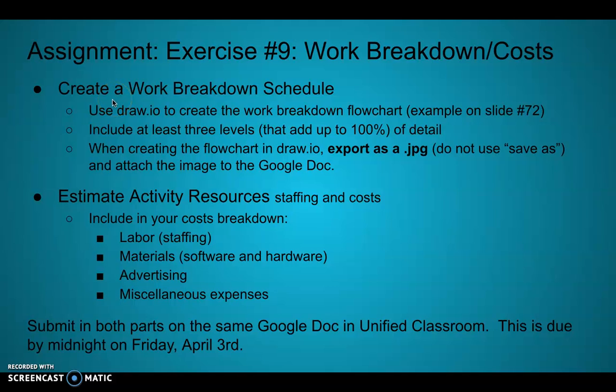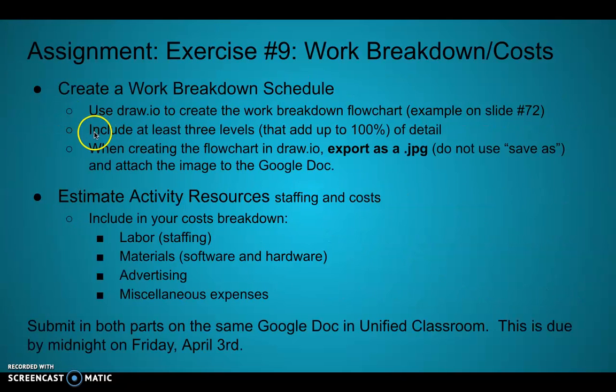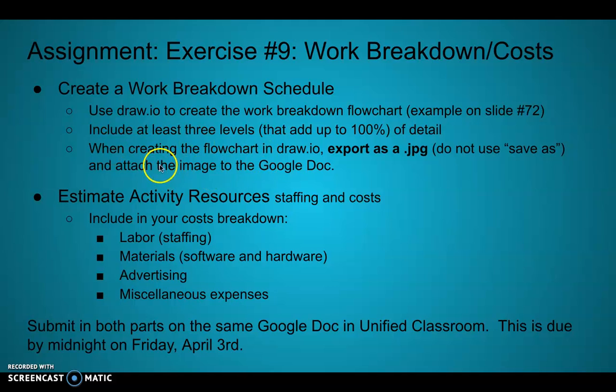With the work breakdown schedule, again, I recommend using draw.io to create the breakdown flowchart. Here's the example. Whenever I give examples like this, definitely take advantage of that, because this will give you an idea of what I'm looking for. Include at least 3 levels that add up to 100% of detail. As you can see here, these are the 3 levels: foundation, exterior, interior. 45 plus 30 plus 25 equals 100% of the work. And as my reminder, every time we use draw.io, export your image as a JPEG. Do not use save as. And you're going to attach that chart to a Google Doc.